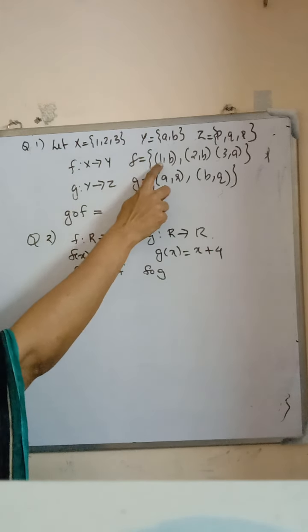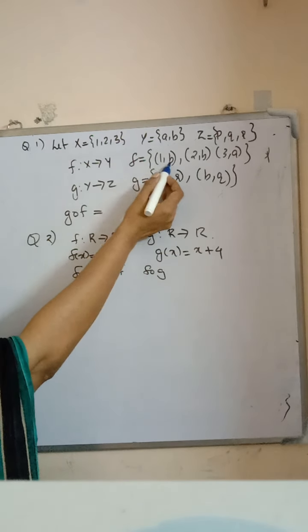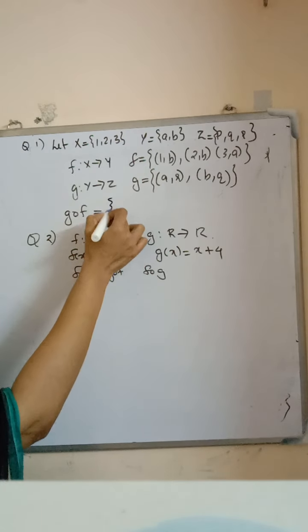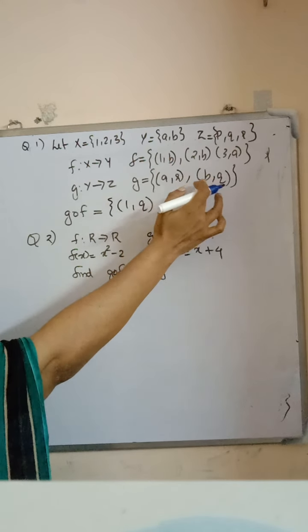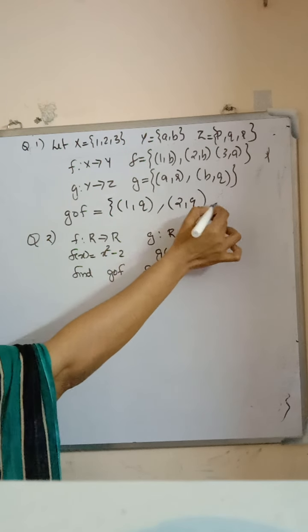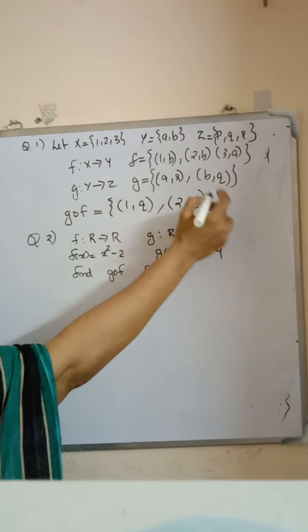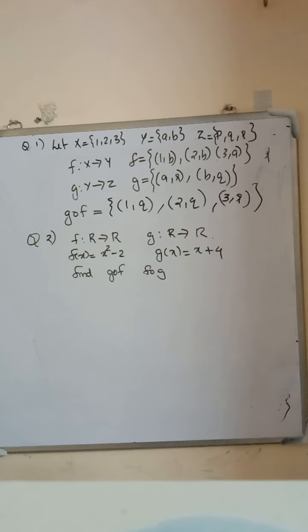So 1 is related to b and b is related to q. Therefore, there is a relation (1, q). Also 2 is related to b and b is related to q. There is also the relation (2, q). Also 3 is related to a and a is related to r. So (3, r). This is g composition f.